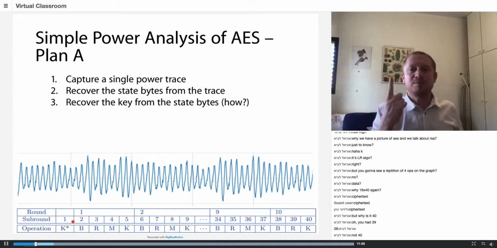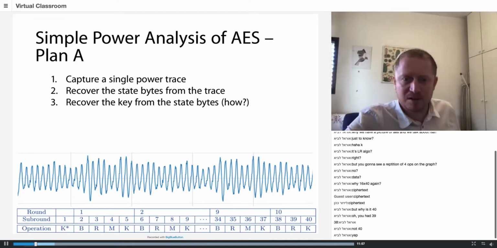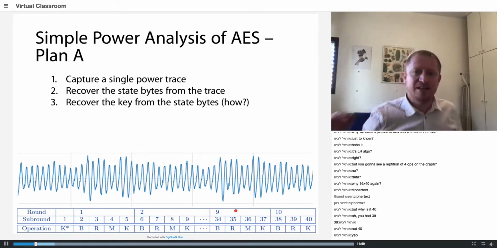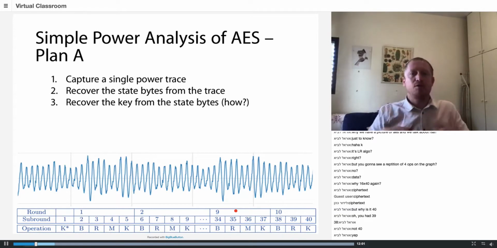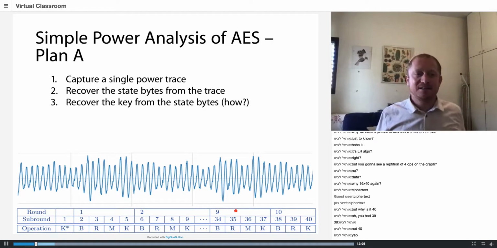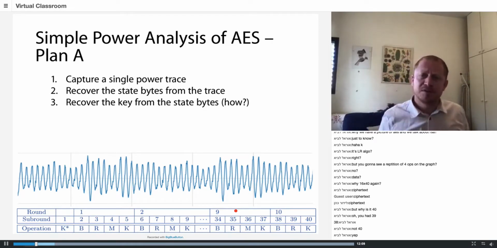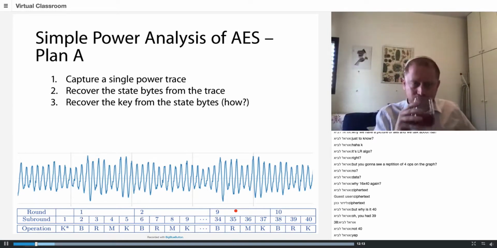No, I begin with the plain text. Just count them, okay? I begin with the plain text and I end with the ciphertext. I have 40 evolutions. So, a little warm-up exercise. If I have this array, 16 times 40, how do I get the key?